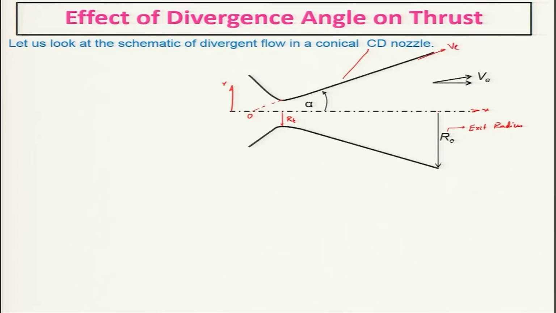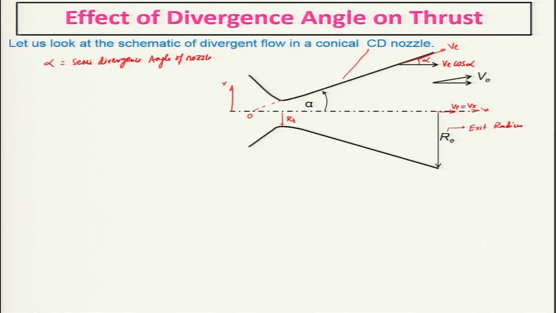if you look at the exit, VE will be along the axis, that means VE is equal to Vx, and this makes an angle alpha. Let us say this is the velocity, this makes an alpha, and this alpha is basically the semi divergence angle of the nozzle. If I take this component along the axial direction, it will be VE cos alpha.